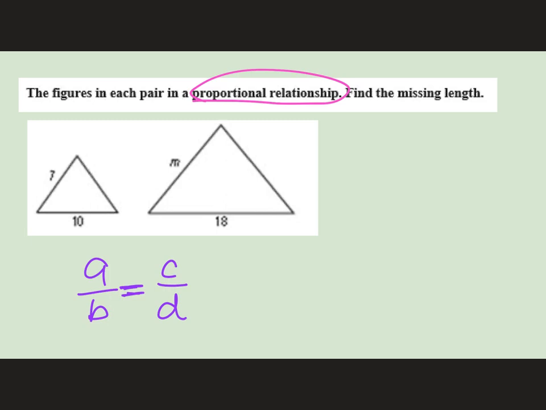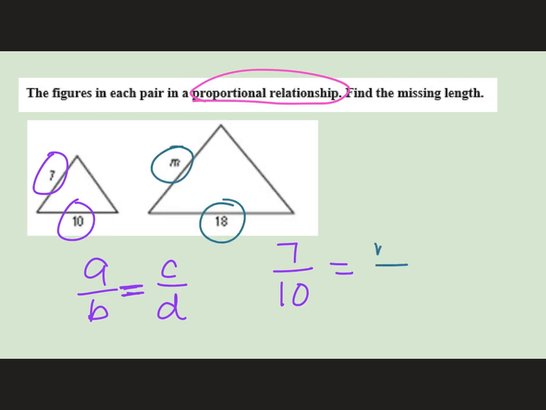So I'm actually going to set up my proportion here. I'm going to set this guy up as a proportion. So this would be 7 over 10 equals, and over here I have m and 18. So I'm going to set that up as m over 18.